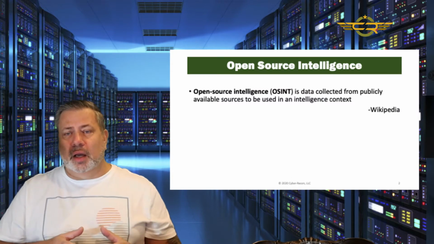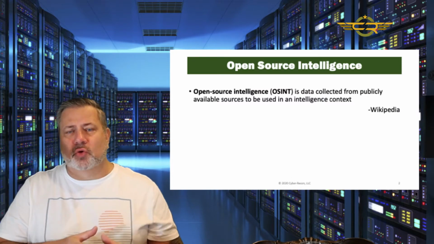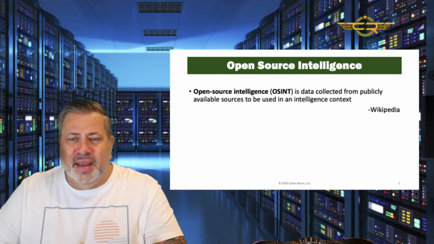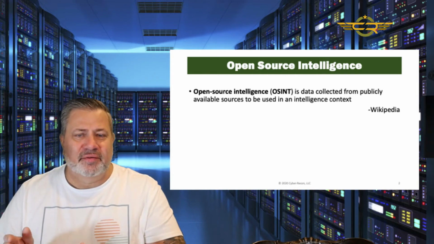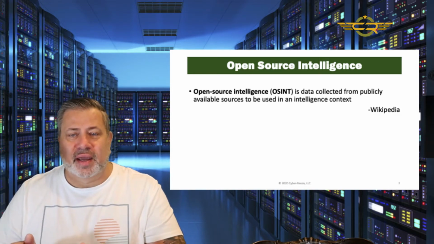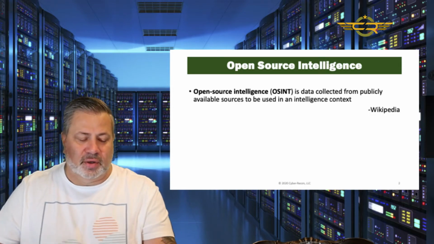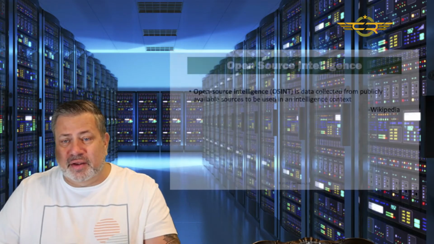So, according to Wikipedia, open source intelligence, or OSINT, is data collected from publicly available sources to be used in an intelligence context. So that's the Wikipedia definition. So really, we're going to gather as much information about our target organization as we can. We want to find out where they're located, where their offices are, who the people in the organization are. Who's the CEO, who's the CIO, who's the CSO, where's their help desk located.